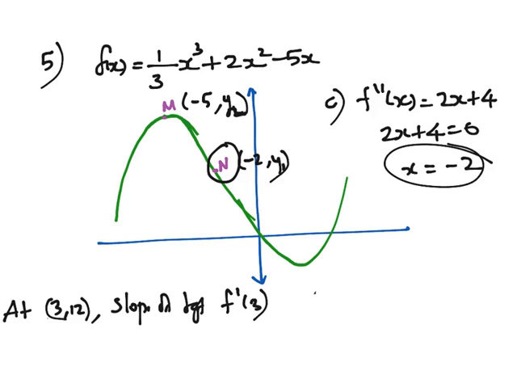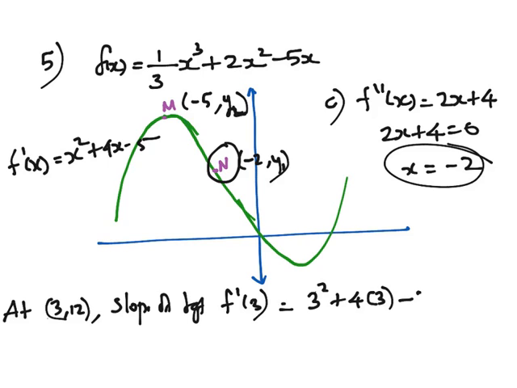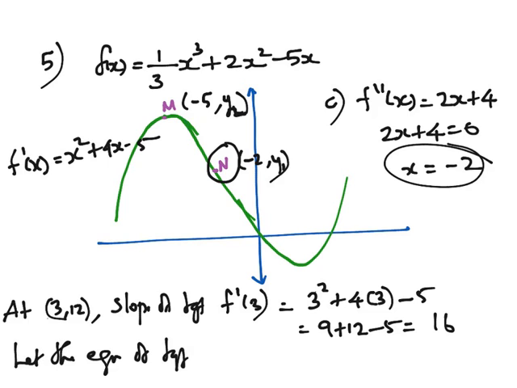Now I think we found f dash of x as x squared plus 4x minus 5. So we'll get f dash of 3 is 3 squared plus 4 into 3 minus 5. So we'll get 9 plus 12 minus 5, which is 16. So the slope of the tangent is 16. So let the equation of tangent be y equal to 16x plus c.